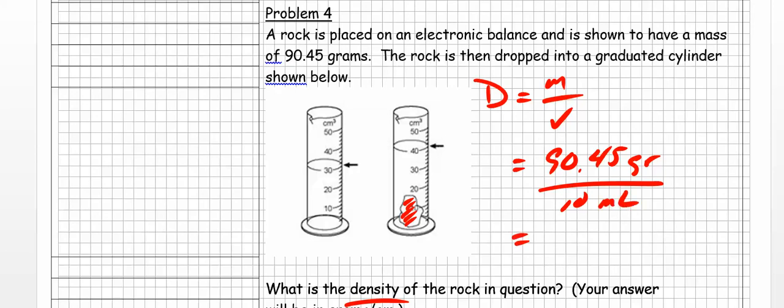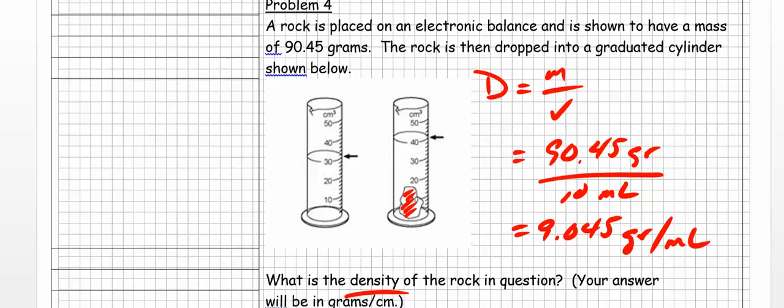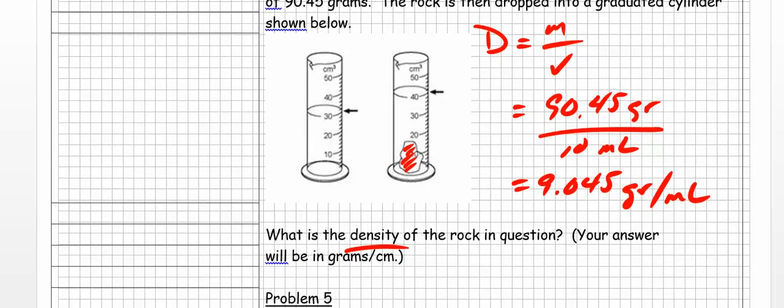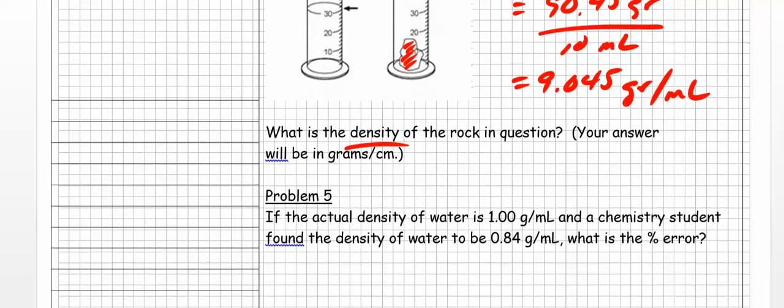So we have 90.45 grams per 10 milliliters. Folks, you don't have to use a calculator for this one. When you divide by 10, you move the decimal place over one time to the left, and we get 9.045 grams per milliliter, and that's the density of the rock in question. Good. All right, let's go on to number 5.